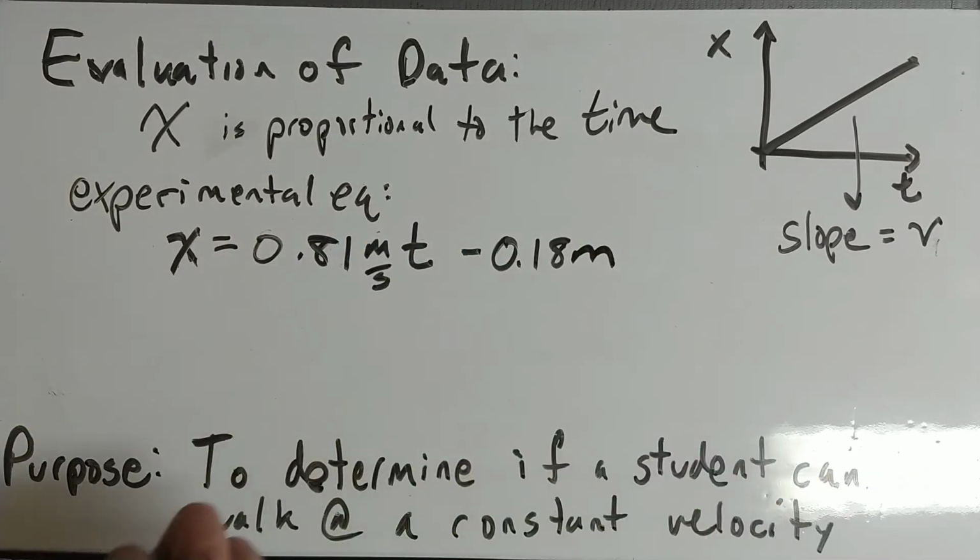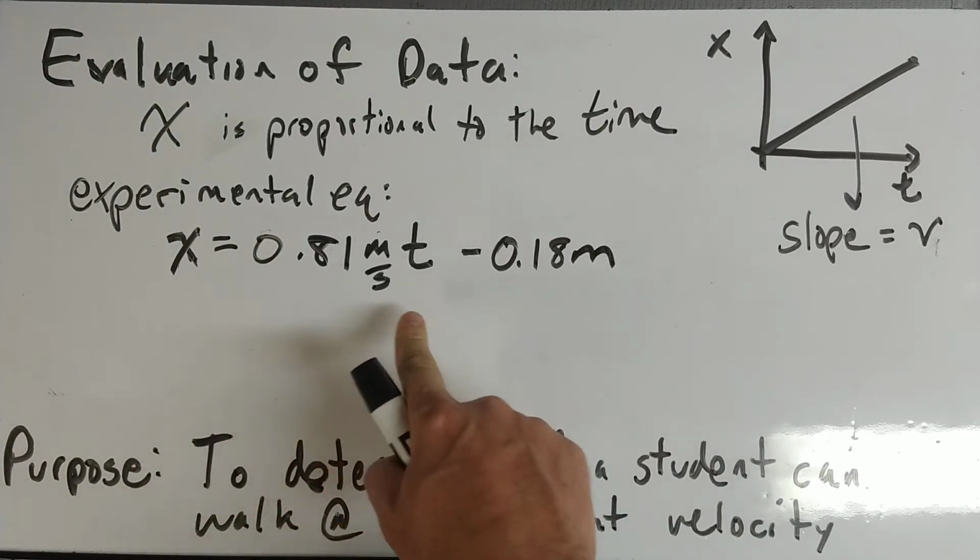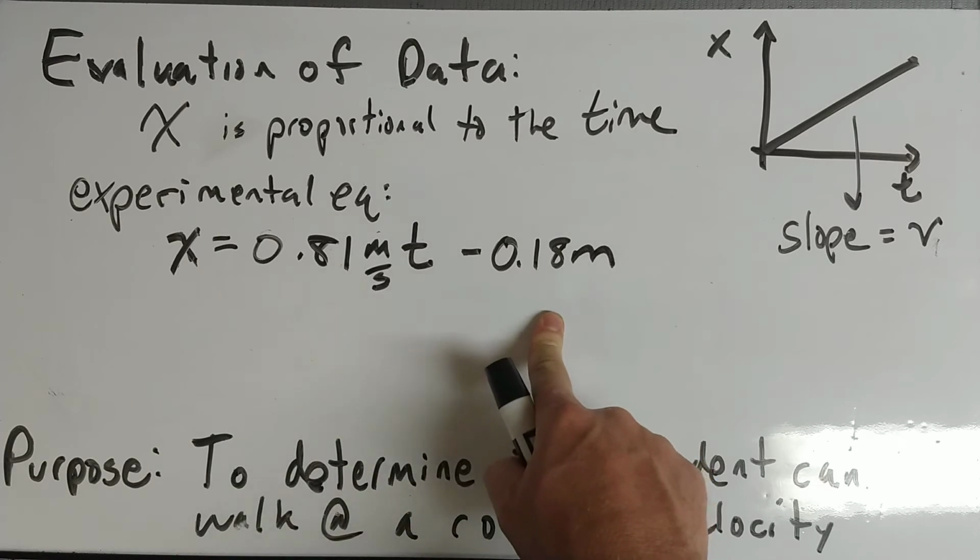So there it is. The slope of the line is positive 0.81 meters per second. The y-intercept of that line was negative 0.18. And if you look at the graph, it basically looks like the y-intercept is 0. It's not exactly 0, but it's pretty darn close.